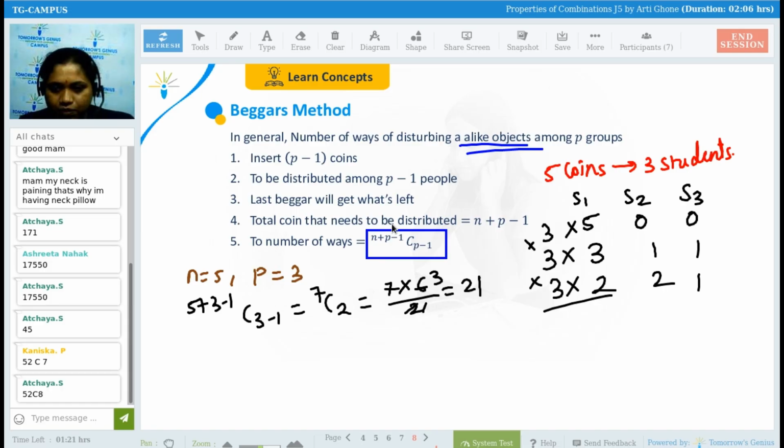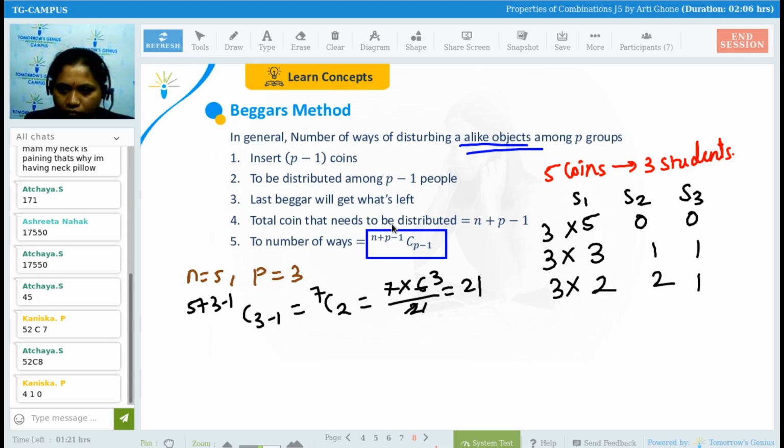I'm not getting the same answer. Why is this so? Are we missing any case? Obviously. So 2, 2, 1, 2, 2, 1, 2, 2, 1. This is also 3 ways. So maybe some cases are missed over here.